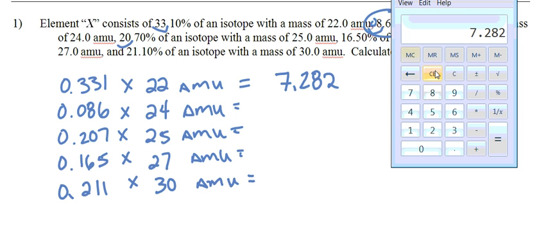And then I've got 0.086 times 24, which is 2.064.